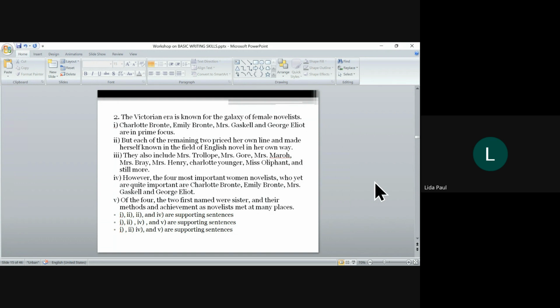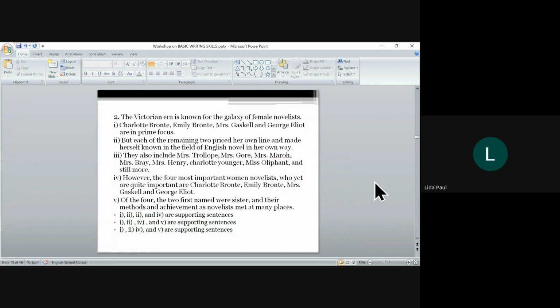Then how about, they're also in jumbled order? Probably that's why you are not able to find it out exactly. I had a different idea when I put this in this order, but it's okay. I think we can still work on it. So of the four, the two first named were sisters, and their methods and achievements as novelists met at many places. But each of the remaining two pursued her own line and made herself on the field of English novel in her own way. This is about Gaskell and Eliot.